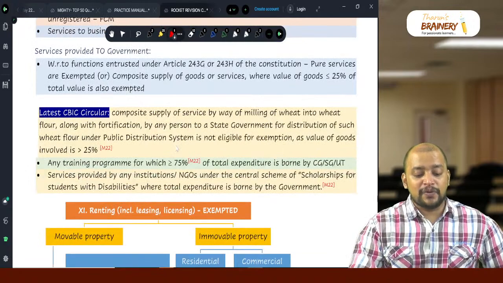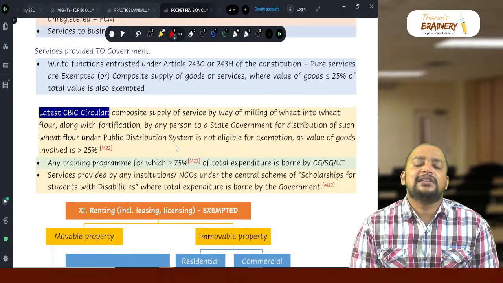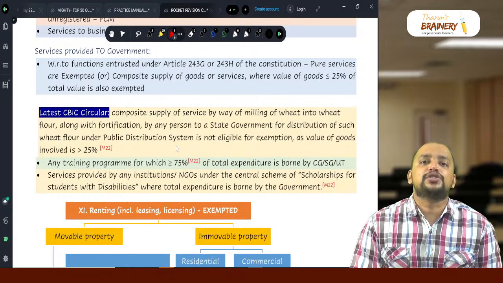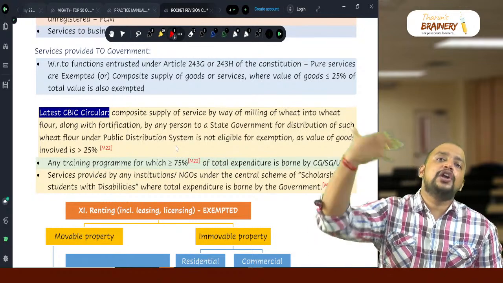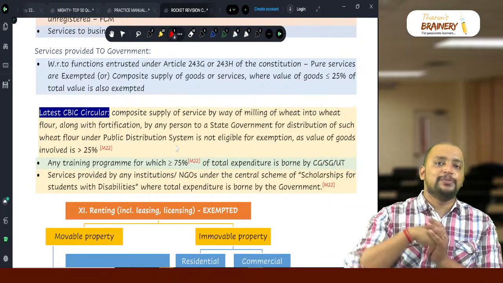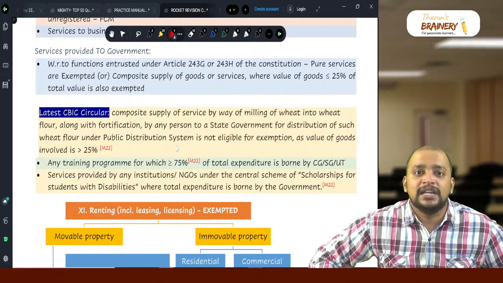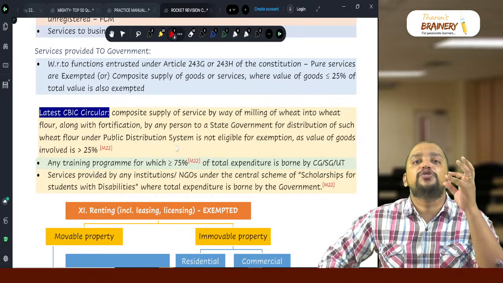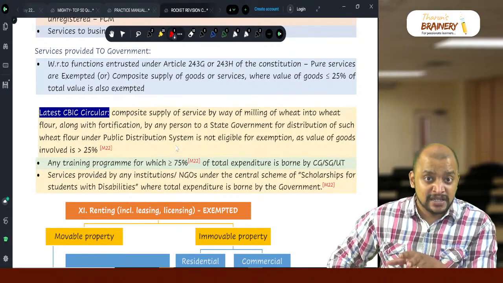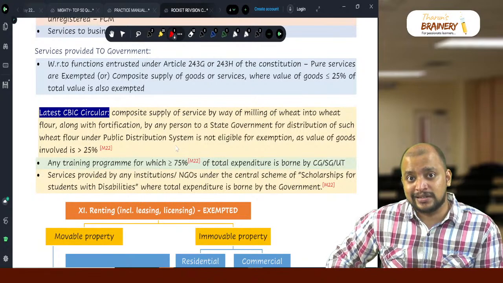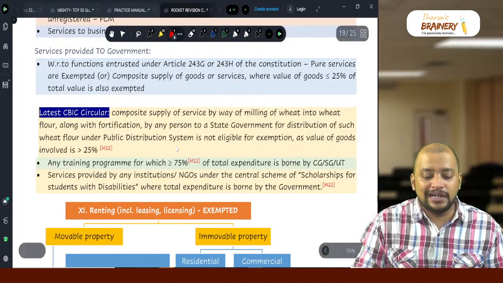Next, services provided to government. There are some activities which the government has to do as per Article 243G or 243W of the Constitution. Now, they are not doing those activities, they are outsourcing them to me. So now I am providing services to the government, for which the government will give some money, and that will be exempted if it is a pure service, or if it involves both goods and service, where the value of goods does not exceed 25% of the total value. Then it is exempted.